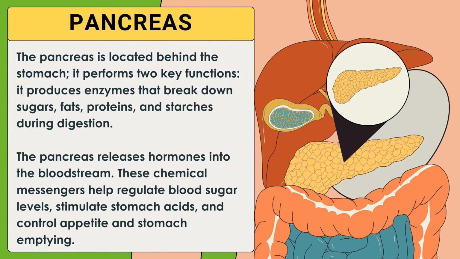Pancreas. The pancreas is located behind the stomach. It performs two key functions. First, it produces enzymes that break down sugars, fats, proteins, and starches during digestion. The pancreas releases hormones into the bloodstream. These chemical messengers help regulate blood sugar levels, stimulate stomach acids, and control appetite and stomach emptying.